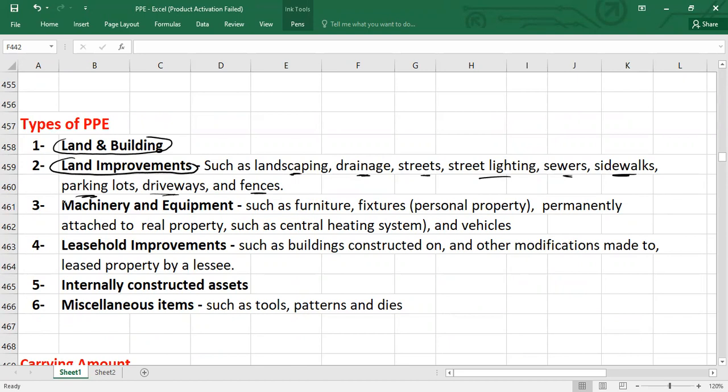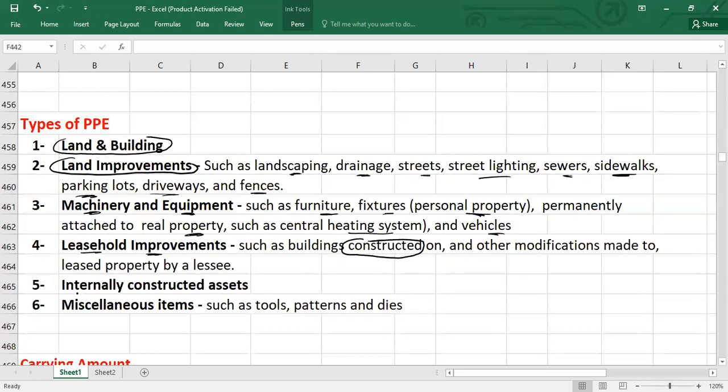Then you have machinery and equipment. For example, it might also include furniture, fixtures, personal property which is movable, maybe permanently attached real property such as central heating system, and vehicles. It also includes leasehold improvements. Leasehold improvement means to say sometimes you might have land on lease, and you are going to construct a building on the leased land. So that is called leasehold improvements.